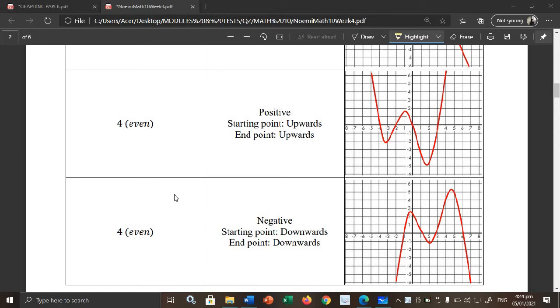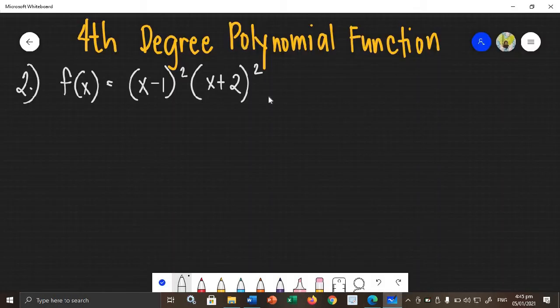They are the same, no? And then, how about if the sign of the leading coefficient is negative? Let's say the sign of the leading coefficient is negative. So the starting point of the graph is downwards or should be downwards, and the end point should also be downwards. So let's say we will sketch the graph of this fourth degree function. So, napansin nyo kaya siya fourth degree kasi we have 2 plus 2 here, that is equal to 4.